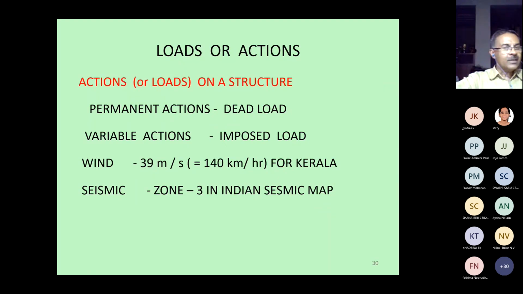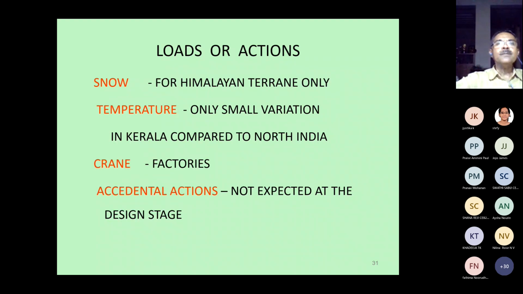But the hourly averages cannot be used for the design of any elements. The elements are to stand for a short-term wind. So we take a 3-second gust speed. So the speed used is 39 meters per second for the Kerala region. Now other loads like snow, as we discussed, occur in the Himalayan, European, western, far north and far south latitudes.